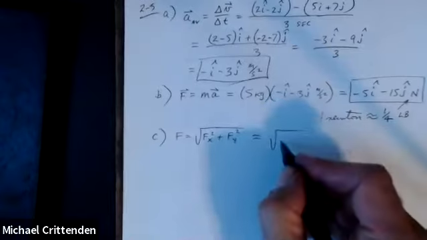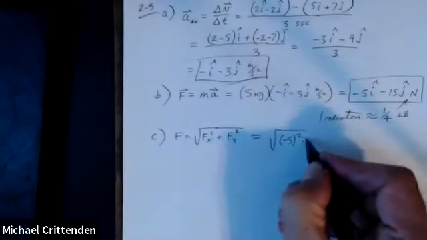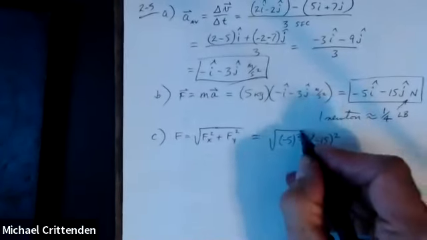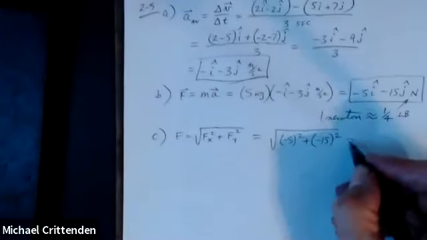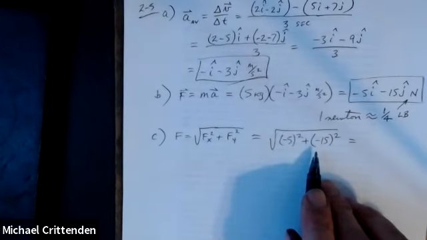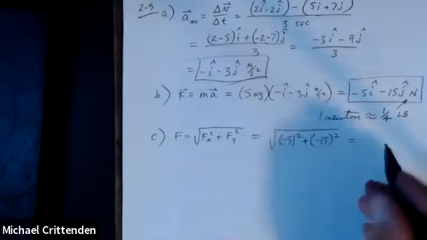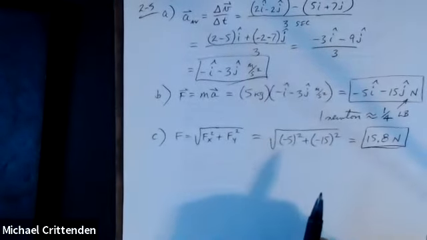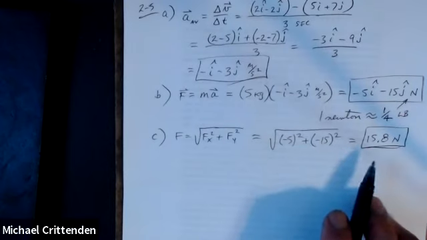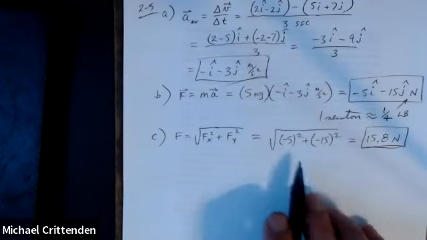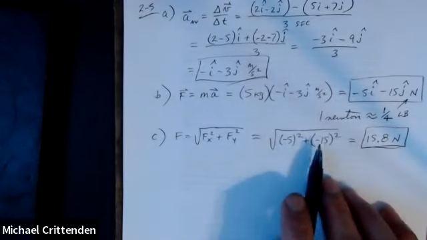So the x component is negative 5, and the y component is negative 15. But I didn't really need to bother writing down the minus signs because they go away when you square the thing. And that's 15.8 newtons. I should probably make a point at this point, which is that the magnitude of a vector is always a positive number, okay? I don't care if the components are negative.